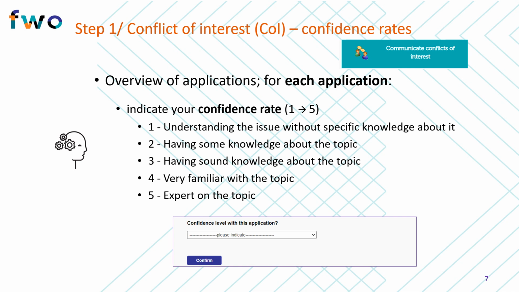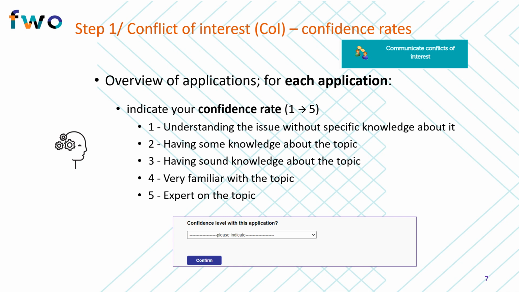We also ask you to inform us of your suitability to act as a reviewer for each application submitted to your panel by indicating your confidence level using a scale of 1 to 5. 1 stands for understanding the issue without having specific knowledge about it. We expect that you will not need to use this lowest score frequently or even at all, since as a generalist in your field with broad expertise, you are presumably knowledgeable about most, if not all, of the applications submitted to your panel.